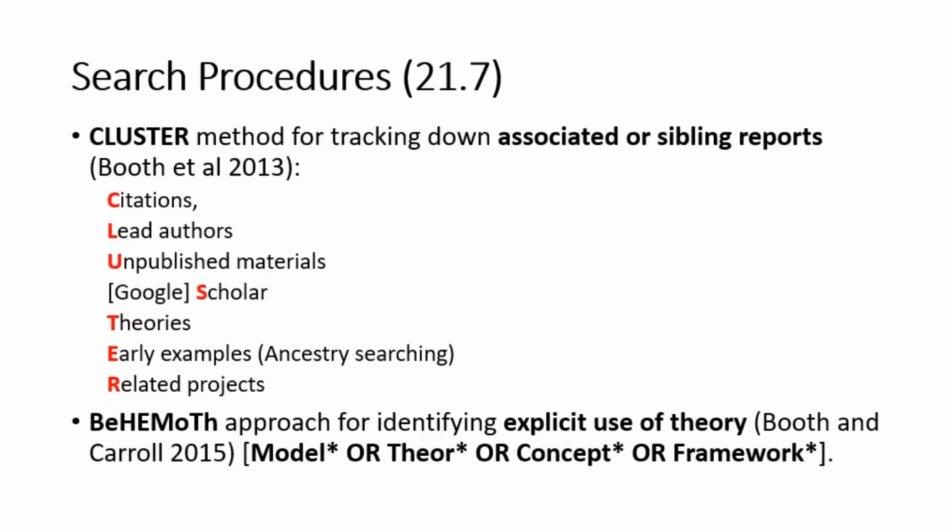In terms of search procedures, Julie's already talked about the importance of locating associated or sibling reports, and this is particularly the case for qualitative evidence. You can get added value from qualitative evidence that accompanies a randomized controlled trial because of their shared context, but also following a trail around major studies can be very important. And so the cluster acronym focuses on 6 of those supplementary routes to identify these associated or sibling reports.